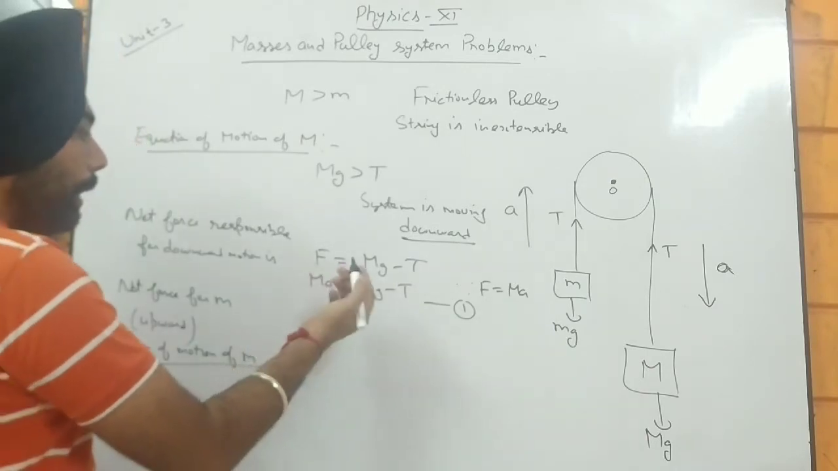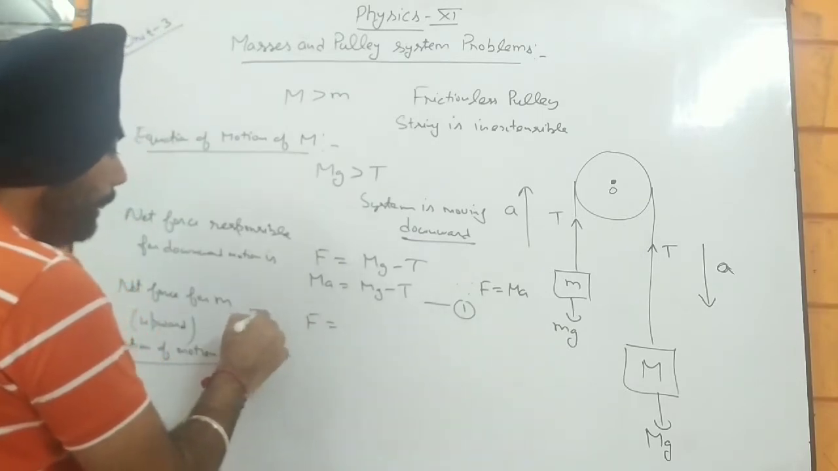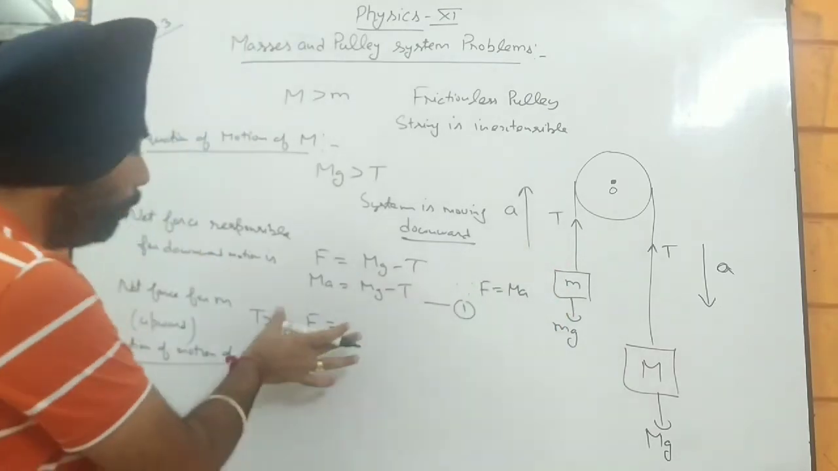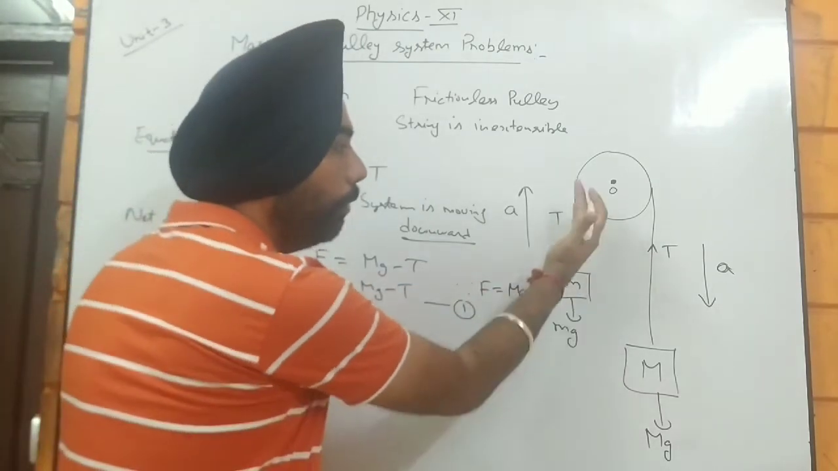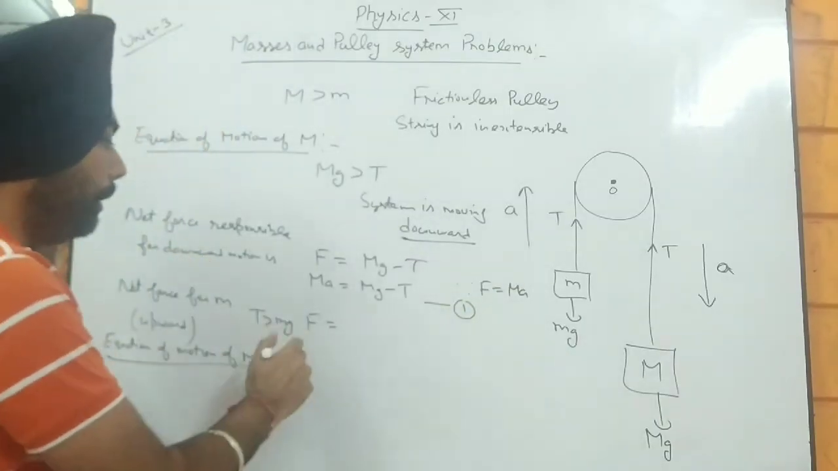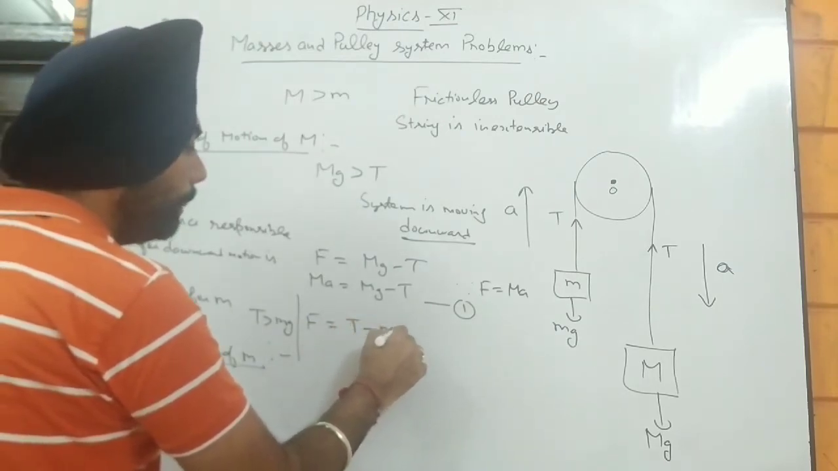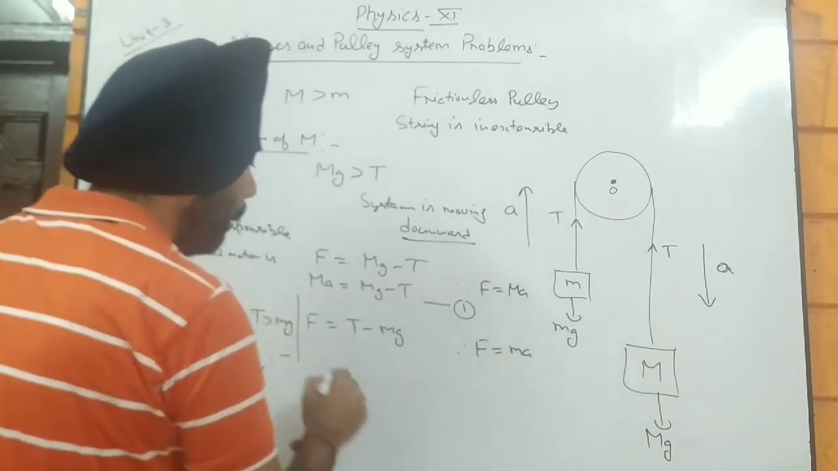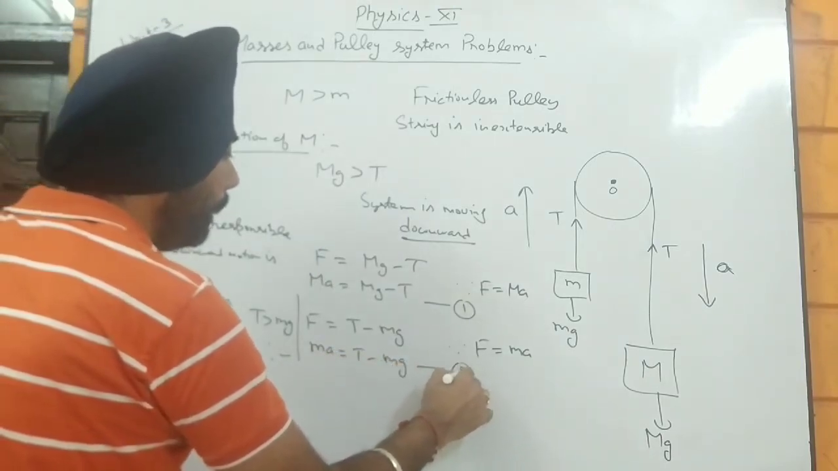So F is going to be equal to, now T is greater than mg. Now why is T greater than mg? We have taken a small m here, because the system is moving in upward direction, which means T is greater than the smaller mg. So the net force is going to be equal to T minus mg, and you all know force is smaller ma, which means ma is equal to T minus mg. That should be taken as equation number 2.